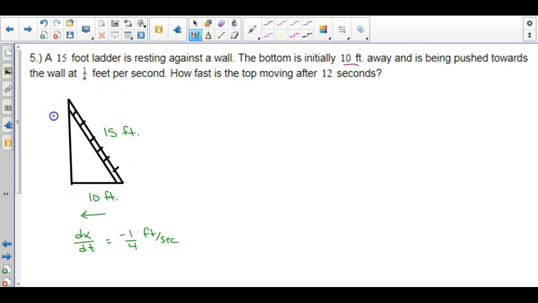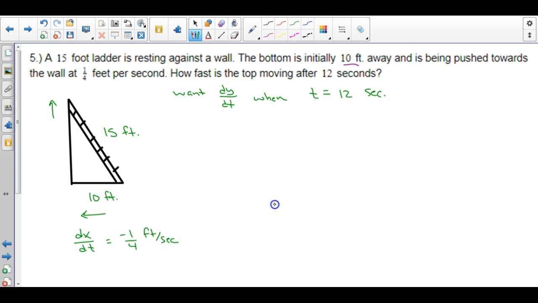But what I want you to see then is that the ladder will be pushing upwards. So we're going to have a positive answer. As we push in, the ladder is also going to go up, which would result in us having a positive answer. What we want to know is the rate at which the top of that ladder is moving. So we want our dy/dt when t equals 12 seconds.